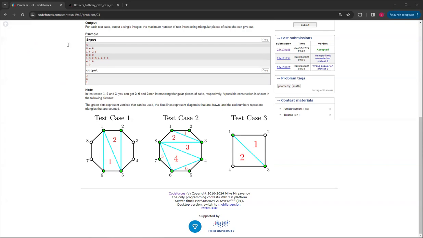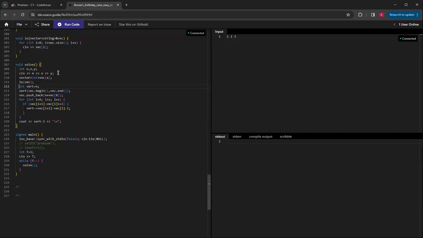So basically what I did, I sorted all the points that you had. Then I also added to the end the n plus the first one, so then you can get back to the original cycle. Then I go through each point, and I check if the next one minus the current one is greater than or equal to 3.